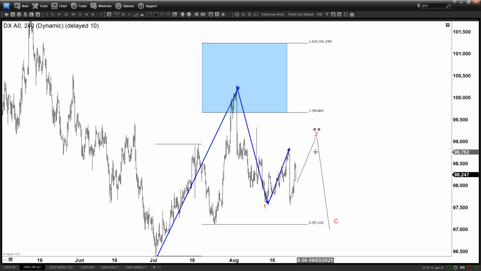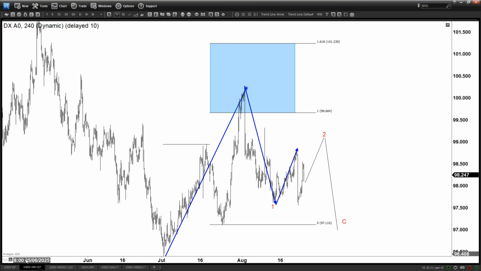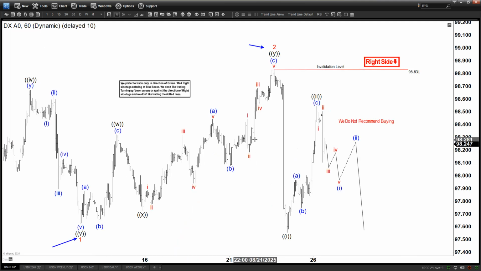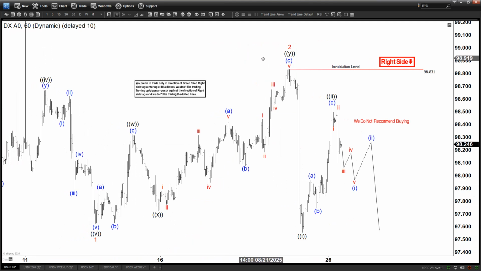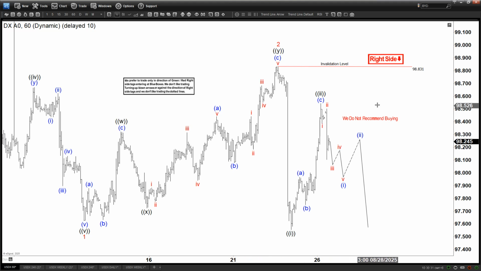But again, we don't call expanded flat without a very good, strong reason, and there is no reason at all at the moment that we see. So again, the primary view is looking for the easiest path, the most natural path for the dollar index, which is calling for more downside below 98.80.